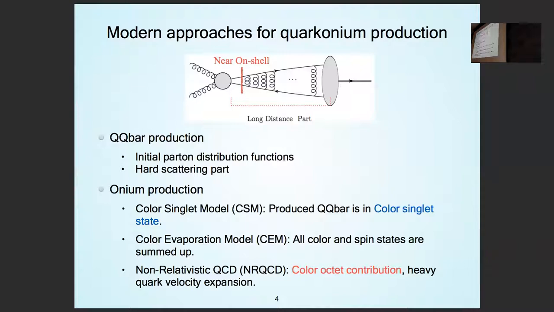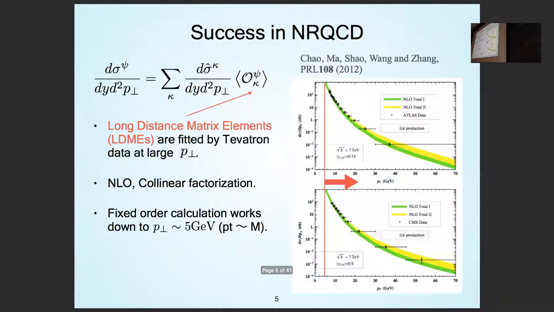And in NRQCD, we explicitly take care of the color octet contribution. NRQCD is a double expansion theory, associated with the coupling constant and the heavy quark velocity. This is one great figure from these papers, showing some successes of NRQCD at next-to-leading order.